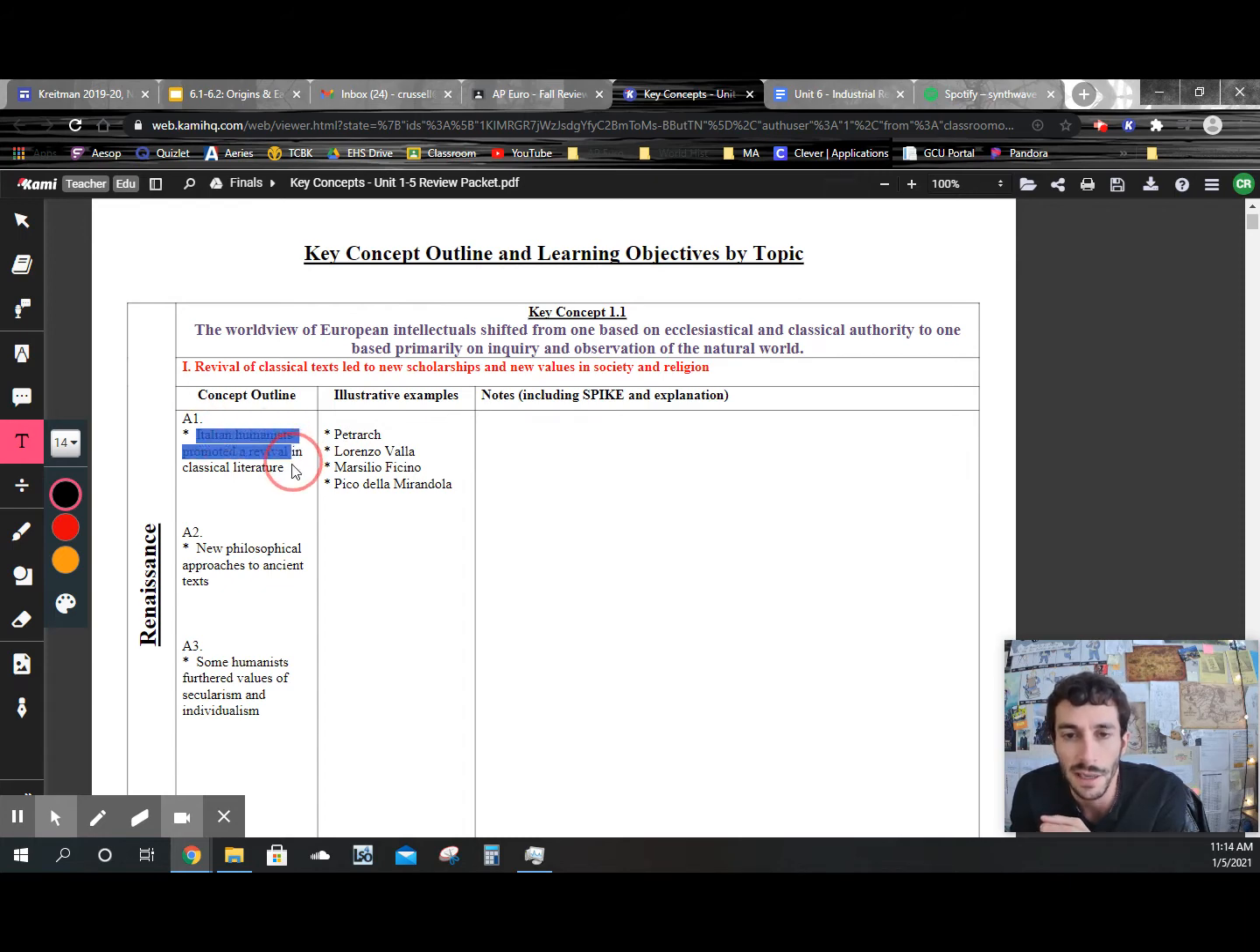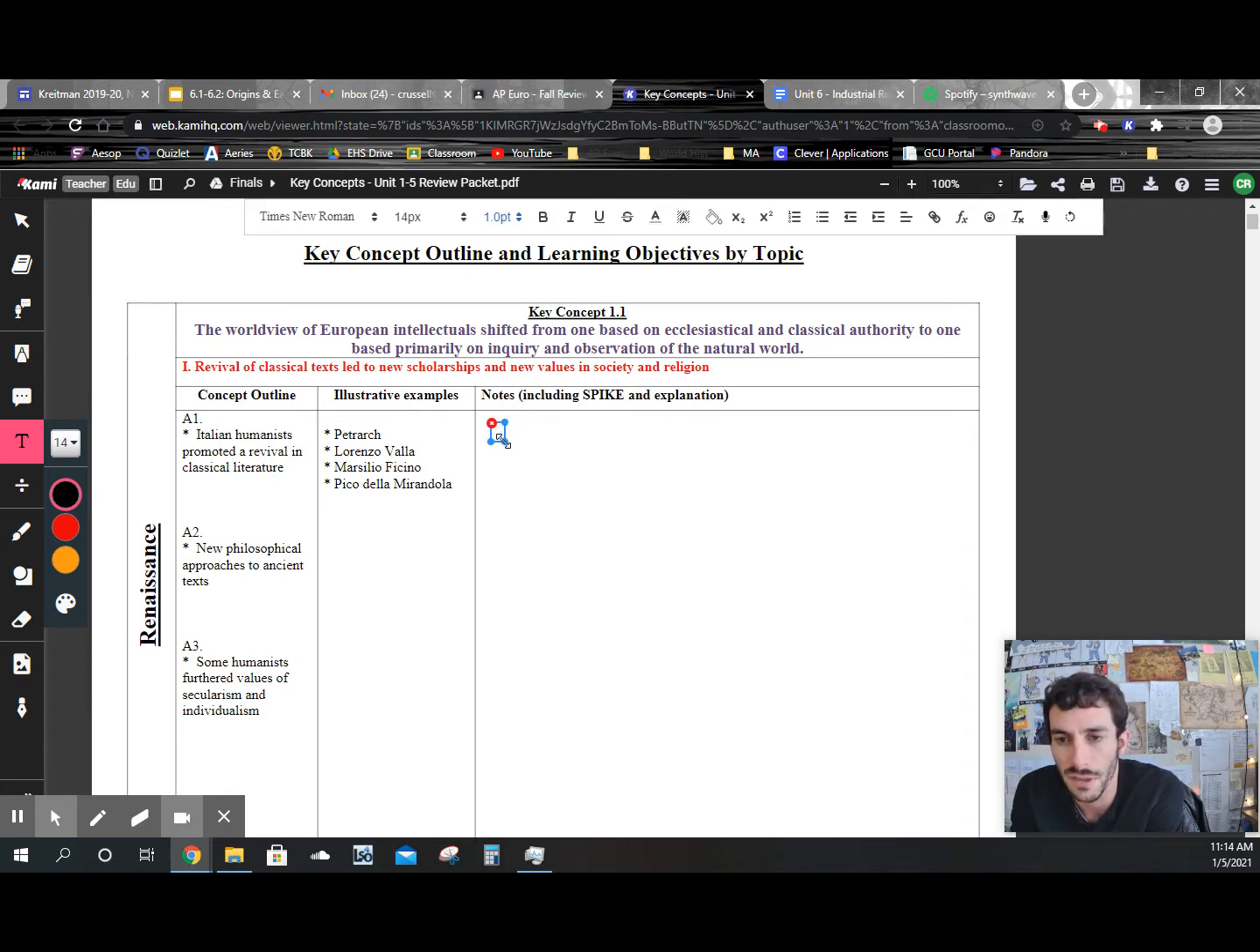So let's say that I'm looking at a concept, and we'll just do the first one, Italian humanists promoting a revival in classical culture. What it means to take an illustrative example and explain that is you're going to pick one of those examples and use it as ammo for how you're going to write about that specific concept. So a good way to do it would be to look at how Italian humanists promoted a revival in classical literature. I'd type over here, and it can be just one or two sentences. It doesn't have to be a lot.